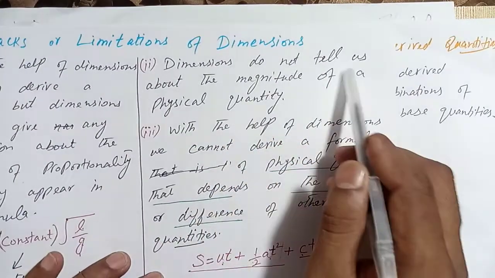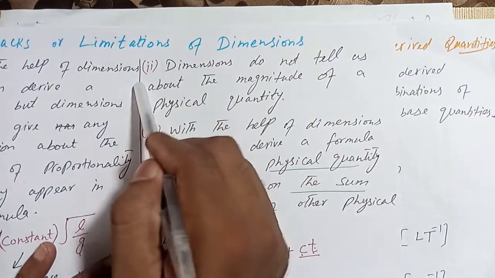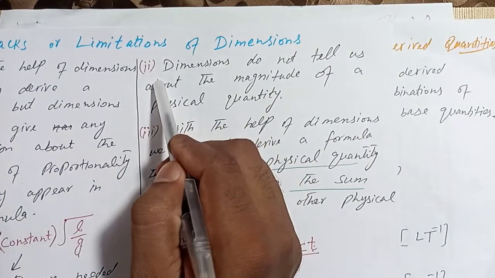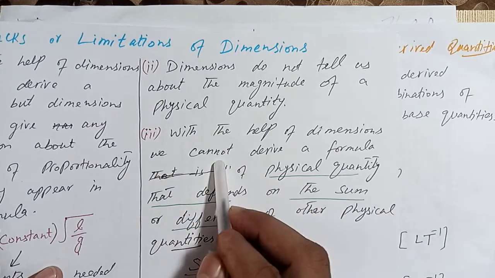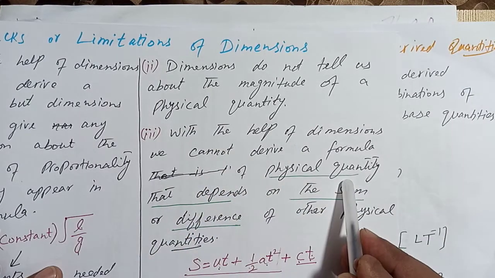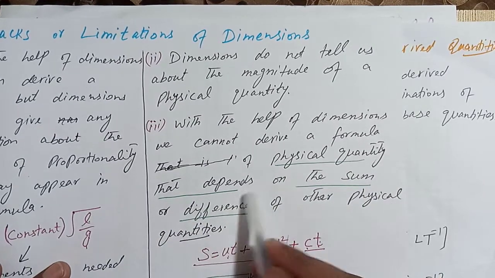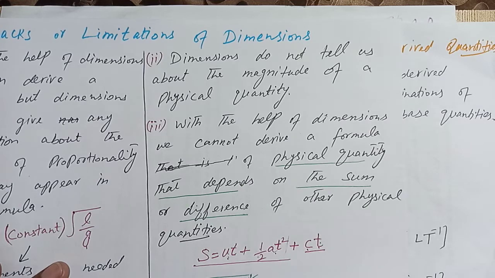Dimensions do not tell us about the magnitude of a physical quantity. This is one of the drawbacks which we have discussed earlier. And with the help of dimensions, we cannot derive a formula of a physical quantity that depends on the sum or difference of other physical quantities.